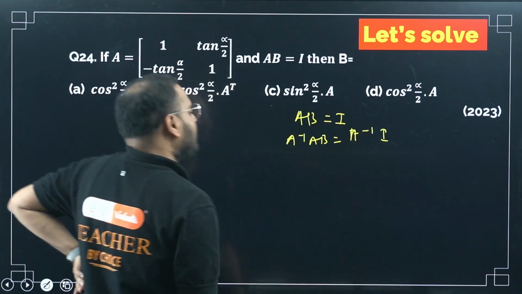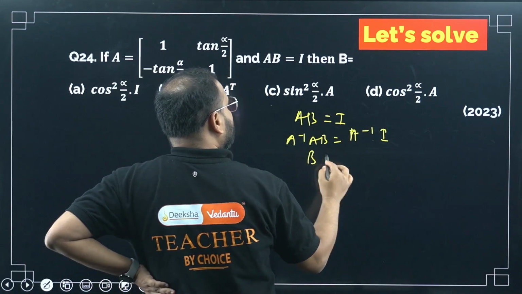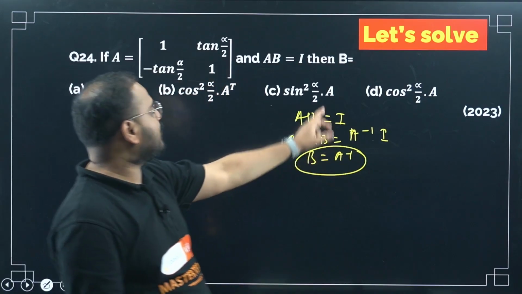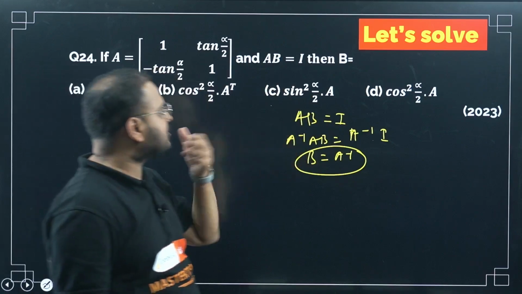Yes or no? A inverse I. How much will this be? This will be simply B equals A inverse. Basically, they are saying that B equals A inverse, which means I have to find the inverse of this. That's what my answer is going to be.